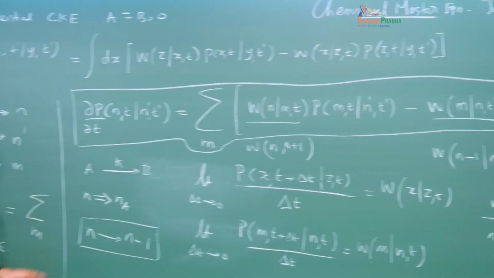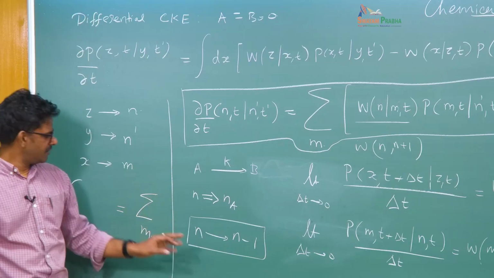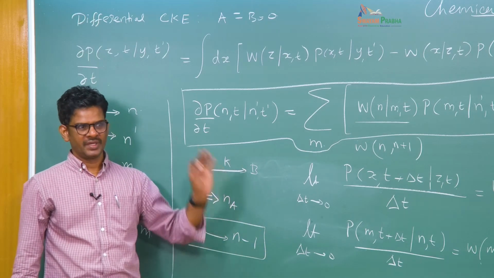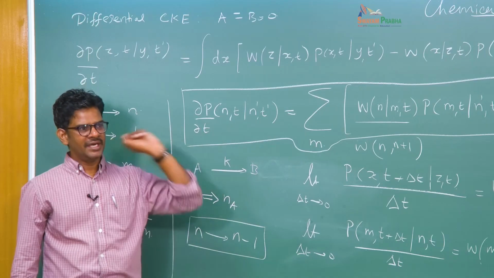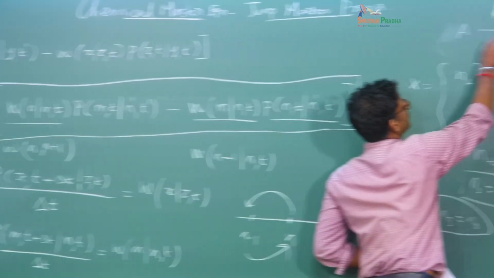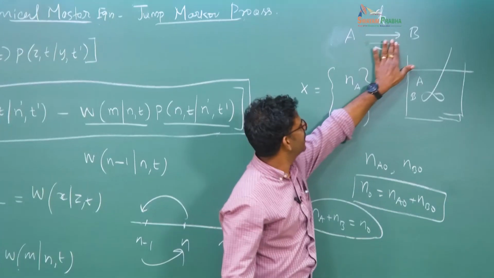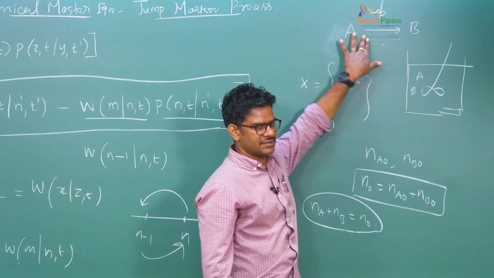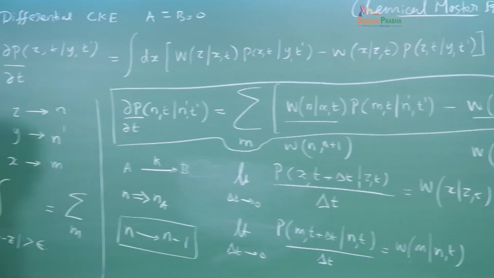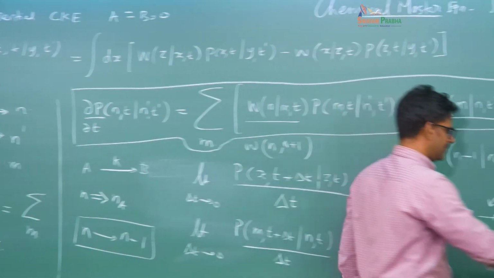We are making the assumption that for a reaction like this, at any point of time only one molecule can react. In this case n is the number of A molecules. It is an irreversible reaction. A can only decay. Suppose I have a reaction like this, then I have other possibilities, but right now we don't have that. Let's take a very simple case: n can only decrease by 1. So with all this, now we can write this equation more specifically for this problem.